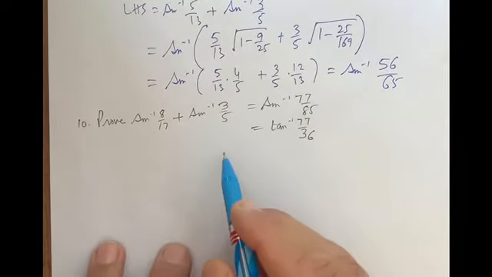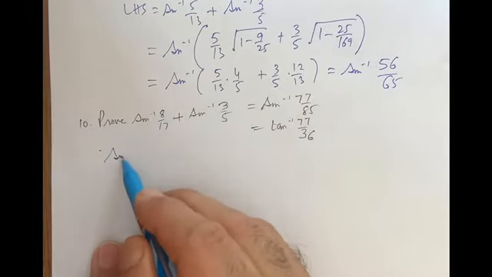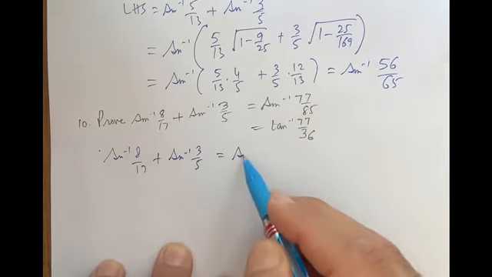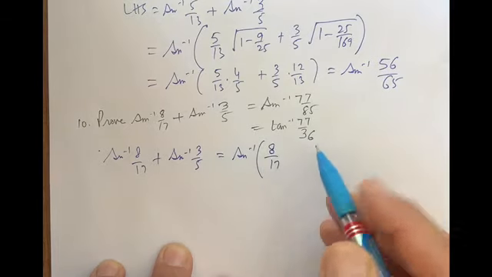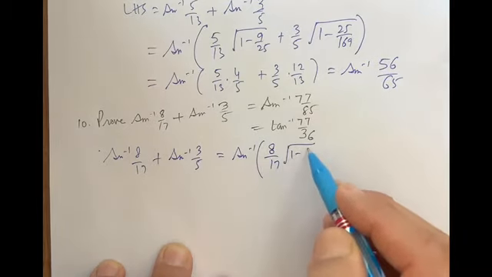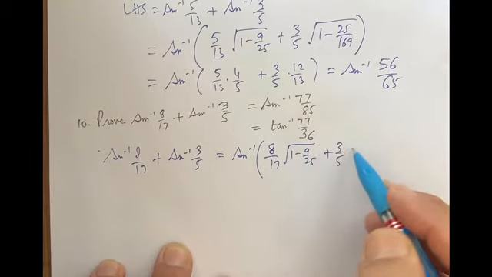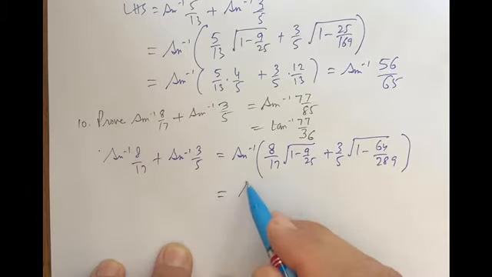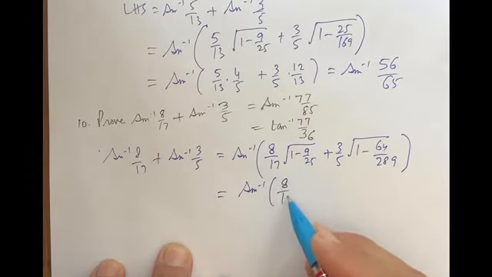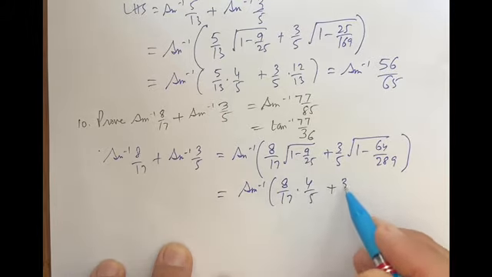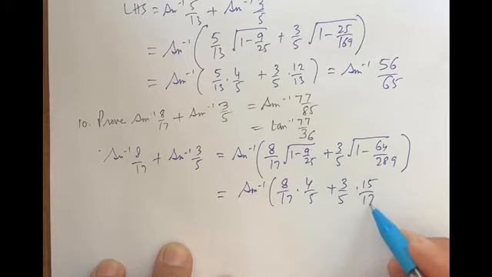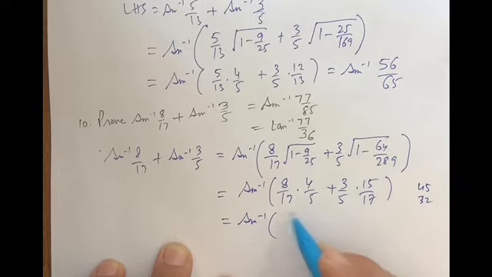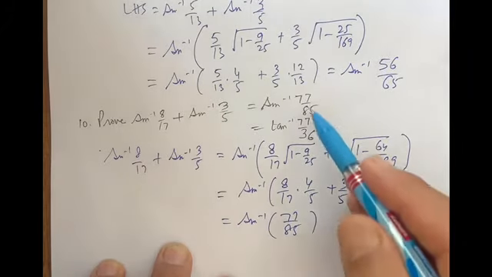And the next one, we start with sin inverse of 8 by 17 plus sin inverse of 3 by 5. This is sin inverse of 8 by 17 into root of 1 minus 9 by 25 plus 3 by 5 into root of 1 minus 64 by 289. This is sin inverse of 8 by 17 into 4 by 5 plus 3 by 5 into 15 by 17. So this is sin inverse of 45 plus 32, 77 upon 85. So this is the first part.